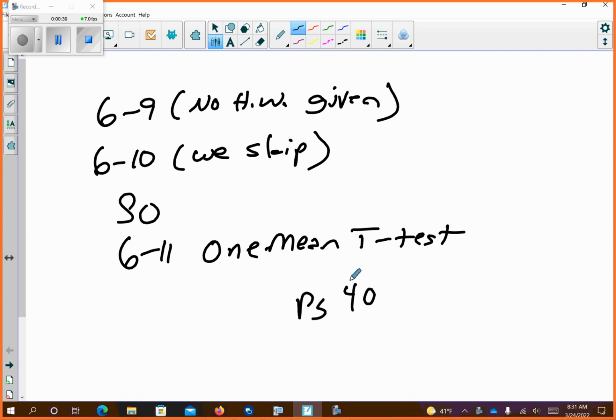Okay, ready? So 6-9, we did not have, no homework was given. Yay, that was yesterday. 6-10, we are going to skip. It's not that it's not an important concept, it's just the group decided to skip it. So 6-11, I think today's title is kind of funny. It says one mean test, which is a one average test, but it's one mean test, right?